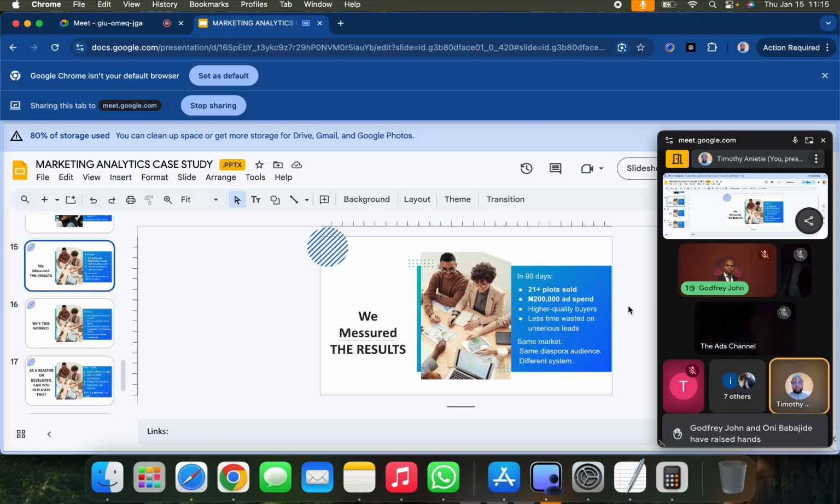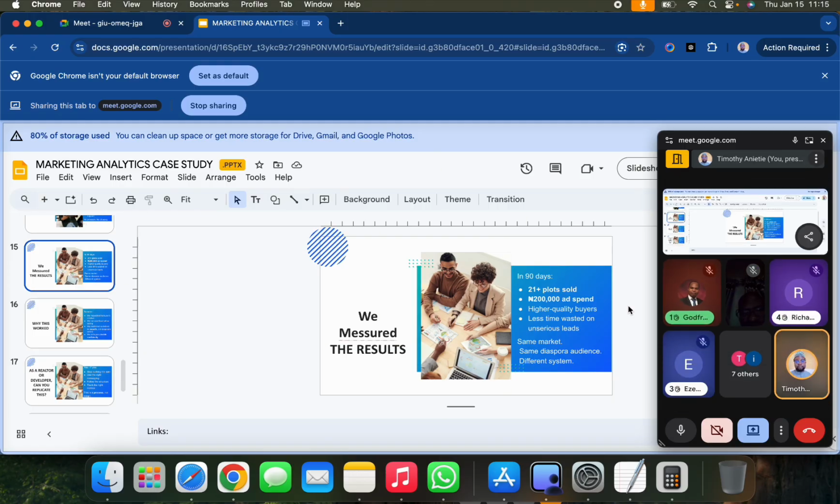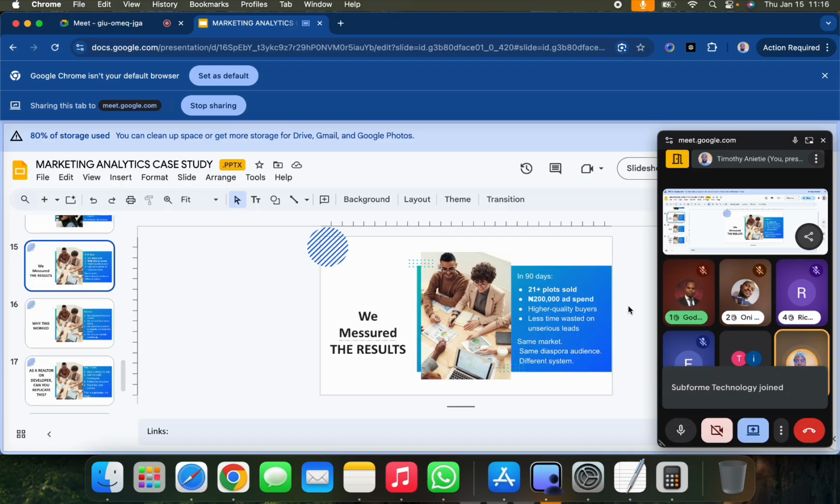Okay, so we measured our result at the end of the day. So what we did at that point was that in 90 days, we got 21 plus plots. Now, we did not sell these plots because our ad budget was low or because our ad budget was high. We were able to sell these plots because our structure and sales system improved. All right, even with lesser ad budget, more interest came in because we were not desperately trying to sell.